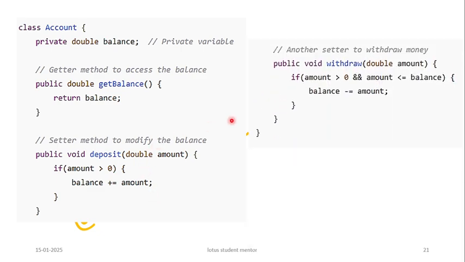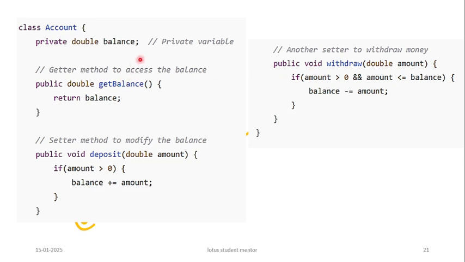The next one: if we want another setter to withdraw the money, that is also a setter method, called public void withdraw(double amount). If amount is greater than 0 and amount is less than or equal to the balance, then you can withdraw the money. If the amount is greater than the balance, it won't be withdrawn. Then balance equals balance minus amount. That is the getter and setter concept of encapsulation.